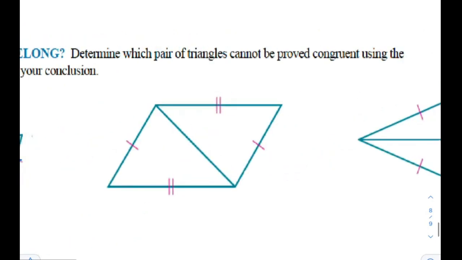Let's see this one. We can see that this side is congruent to that. We can see that this side is congruent to that. And we can see that this side is common. That means we have three sides. So yes, here we can prove it by side, side, side.